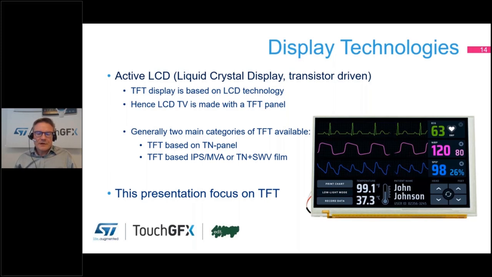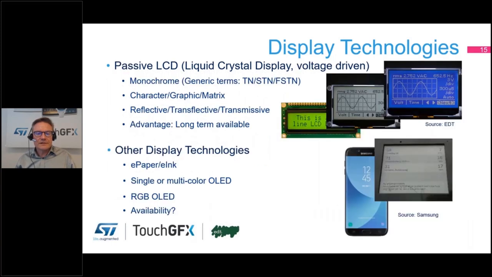Since the majority of projects seen in the market today are based on TFT, this presentation will primarily use that term TFT and concentrate on that. However, there are still some other technologies. Well, it's maybe not the right term to call it a legacy product, but you will recognize the monochrome LCD display for many applications. That's a very good display if you're looking for long-term availability. It's generally available and easy to drive if you have a small microprocessor system. So we still see some projects arising from this technology.